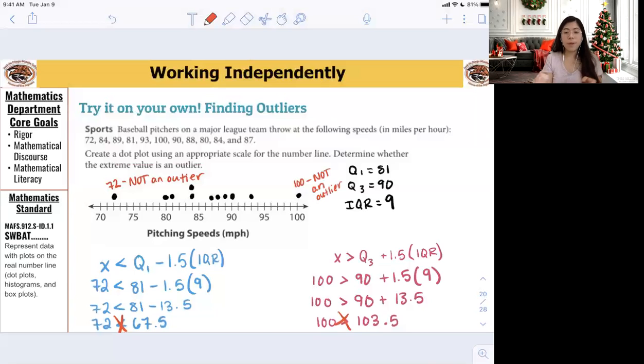They both could have been. They both kind of looked like it, and 100 was pretty close to being an outlier, but they both fit within the boundaries that we set, okay? So both of them are not an outlier. Questions? Questions, anything at all?